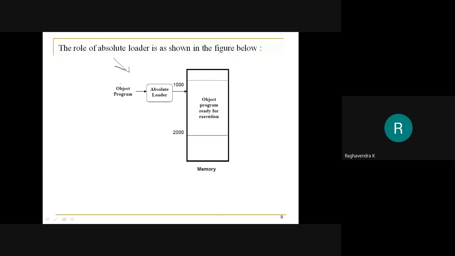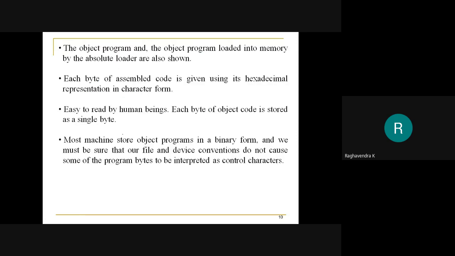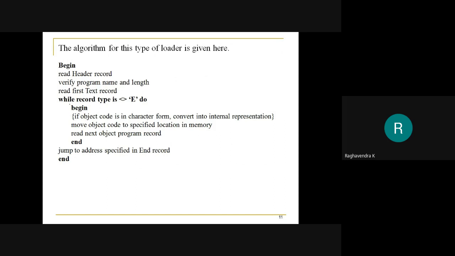This is a simple diagram that shows an absolute program. So the object program is there. The object program specifies that the program has to be loaded at 1000. So the absolute loader will load the program at 1000 and then begin the execution of that. Okay. So how does the absolute loader actually work? There is an algorithm for an absolute loader.